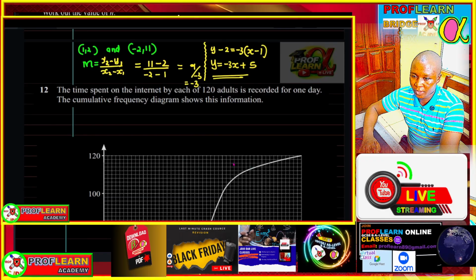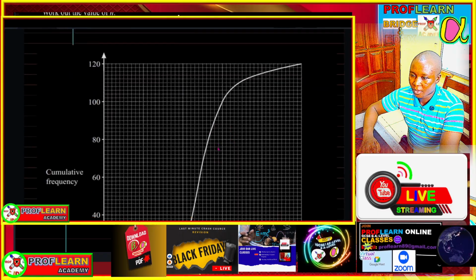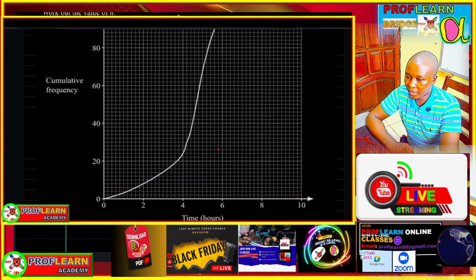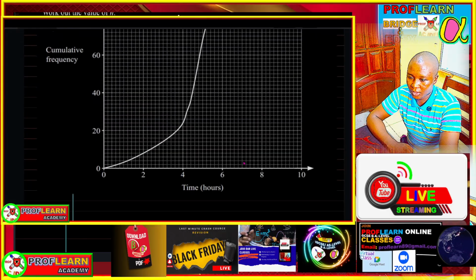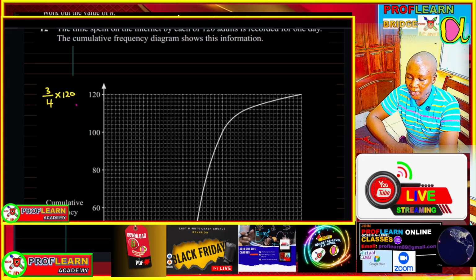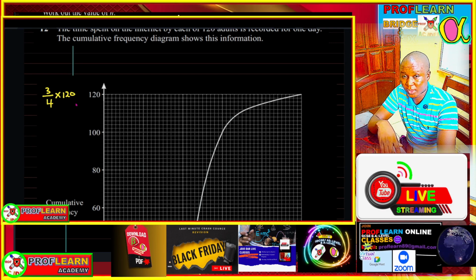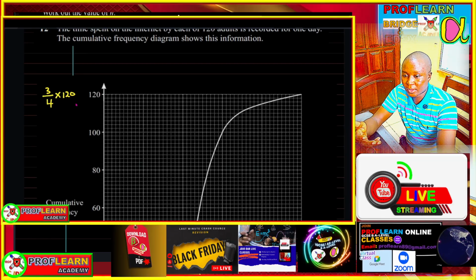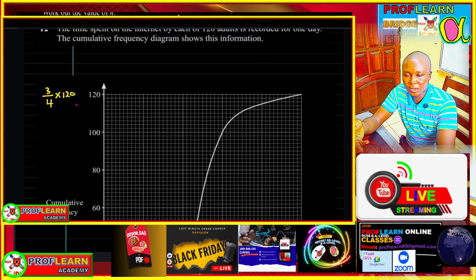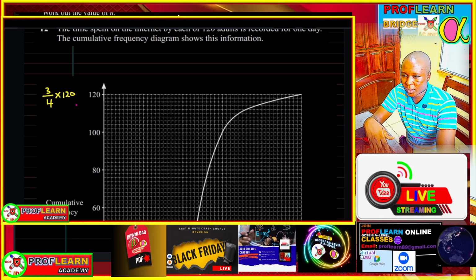In question number 12, we have time spent on the internet by each of the 120 adults. The cumulative frequency curve is given here. It's well indicated here. Then we can find the interquartile range. And remember, to find the interquartile range is the upper quartile minus the lower quartile. For the upper quartile, take the total cumulative frequency times 3 over 4. That is 75%. And also 25% will give you the lower quartile.